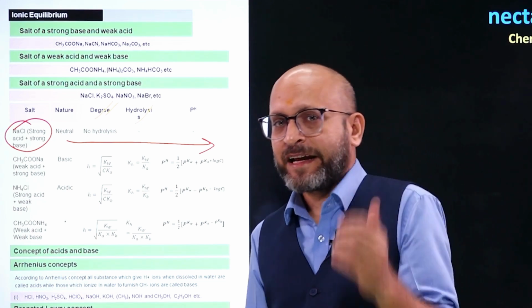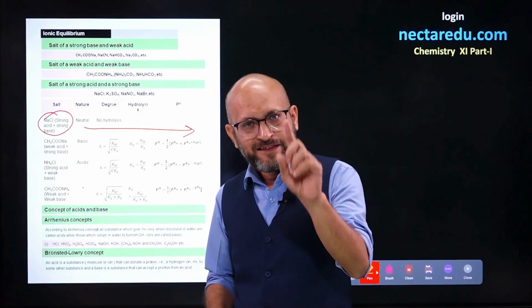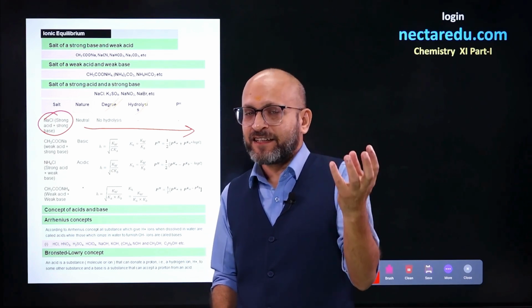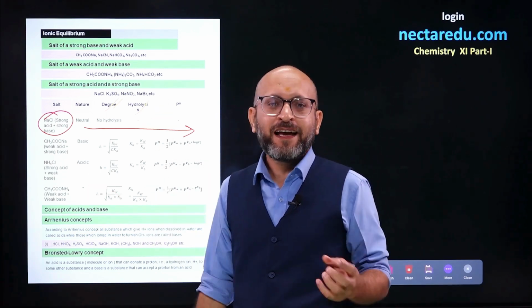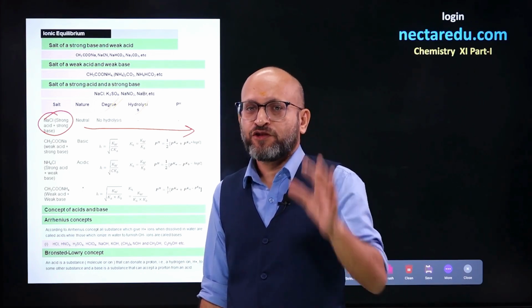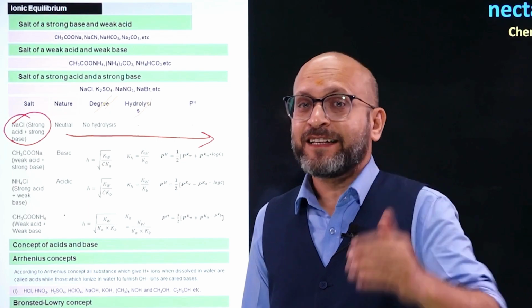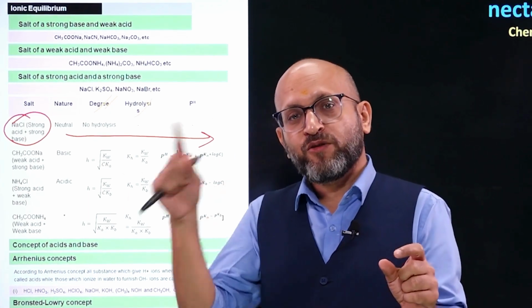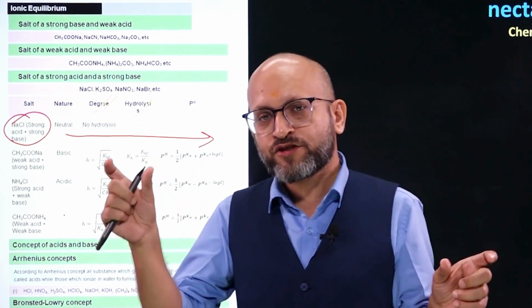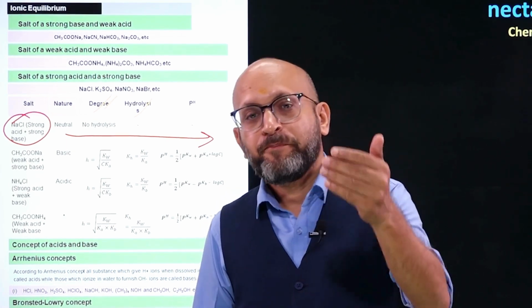Firstly, I'll give you a trick to figure out what type of solution it will be. Just identify the stronger component. If the stronger component is acid, the final solution of the salt will be acidic. If the stronger component is base, then the final solution of the salt will be basic. For example, if I take sodium acetate, it is formed from NaOH and acetic acid. Acetic acid is a weaker acid and NaOH is a stronger base. So overall, the solution of sodium acetate is going to be basic.